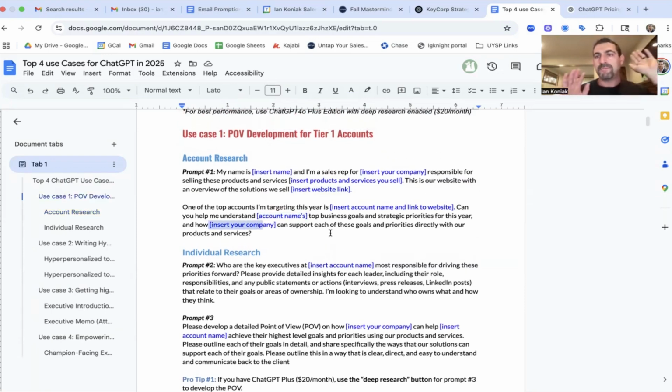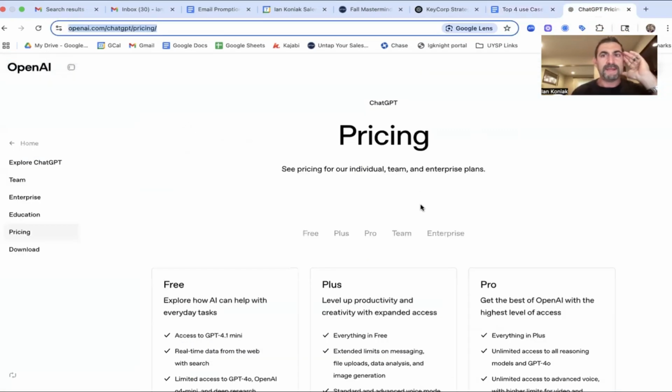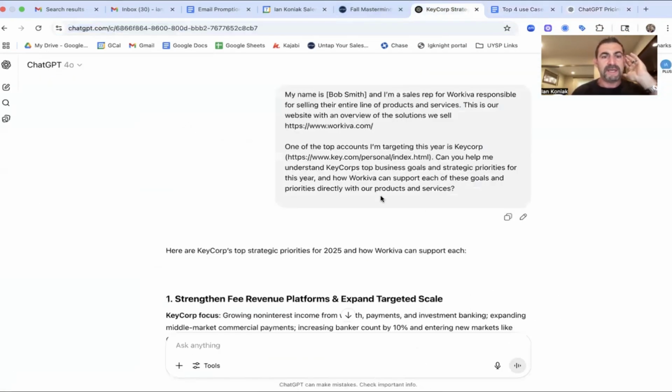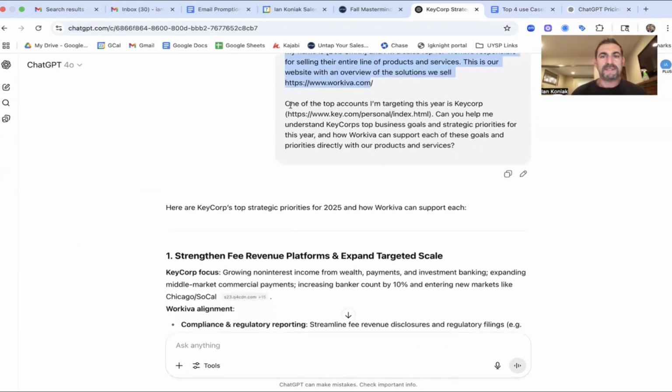As you know, it's completely random with Workiva and KeyBank. So I already went ahead and did this in ChatGPT. It takes about 10 minutes to run the deep research. You don't need to run the deep research yet. We're going to wait till prompt number 3 to do this, but for the sake of time, I didn't want you guys to sit here and wait for 10 minutes. So I already ran it with the exact prompt. I put a fictitious name: my name's Bob Smith, I work for Workiva. Here are their solutions. Here's the top account, KeyCorp. Help me understand their goals.